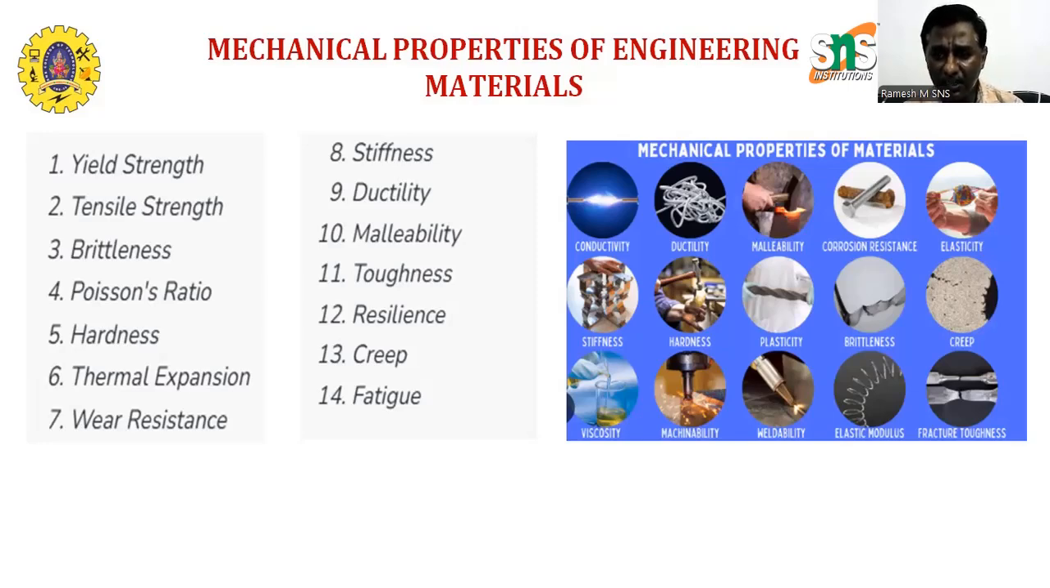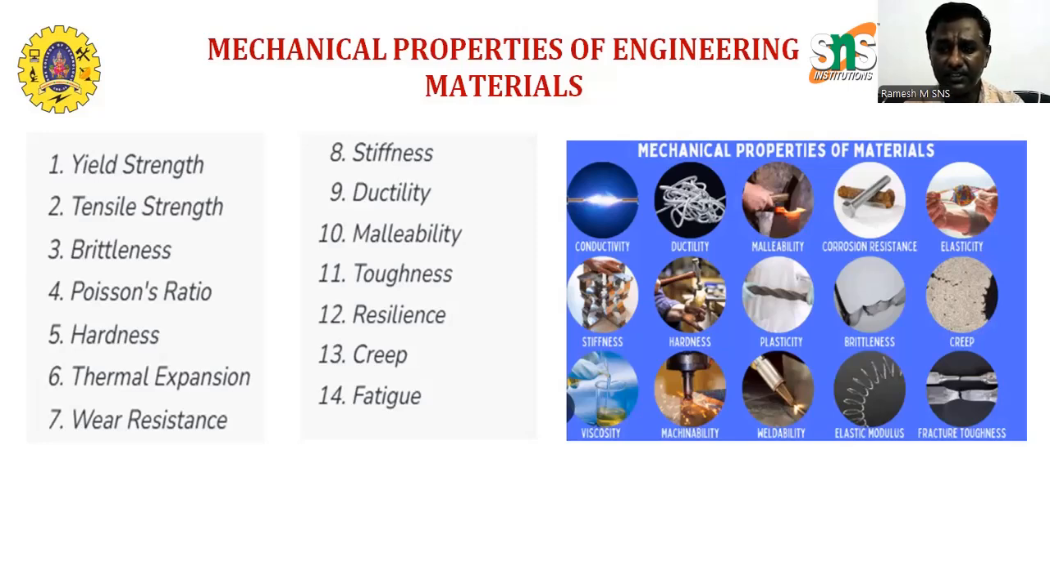Next is compressive strength. It is the ability to withstand loads that tend to reduce the size. Concrete is known for high compressive strength. Third is shear strength. It is the ability to resist forces that cause the material layers to slide against each other. Rivets and bolts are designed considering the shearing strength.